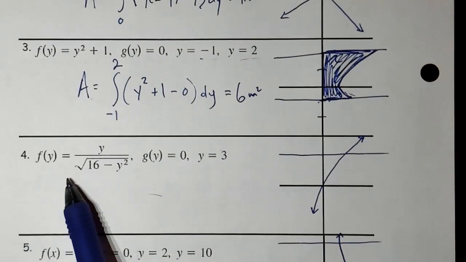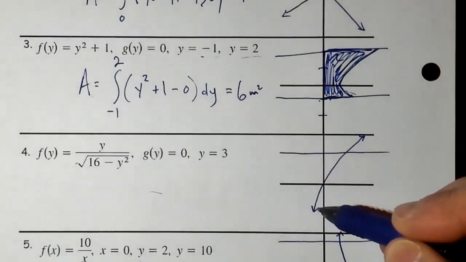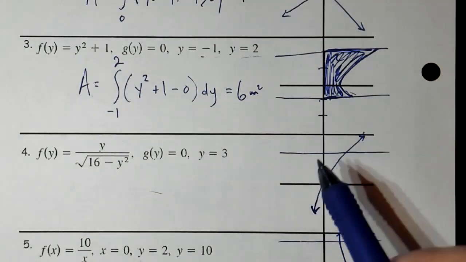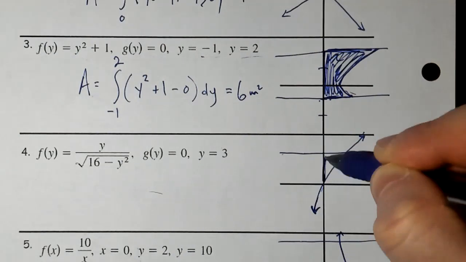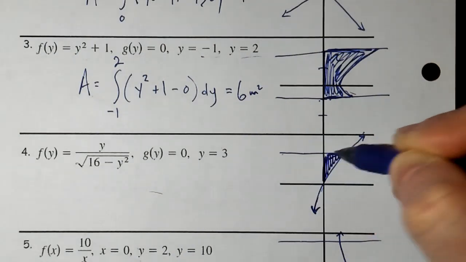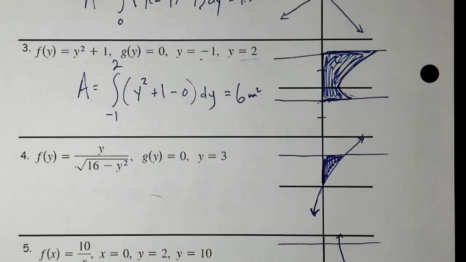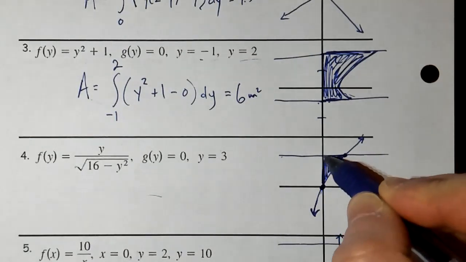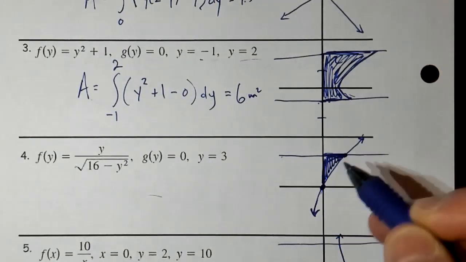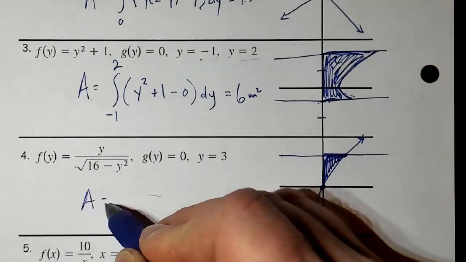All right. Here is our y over the square root of 16 minus y squared. And then this is just our y equals 3, and then x equals 0. So we're looking at this little area right there. Okay. Looking at the boundaries, we're looking at 0 here, and this line is y equals 3, so it's going to go from 0 to 3.